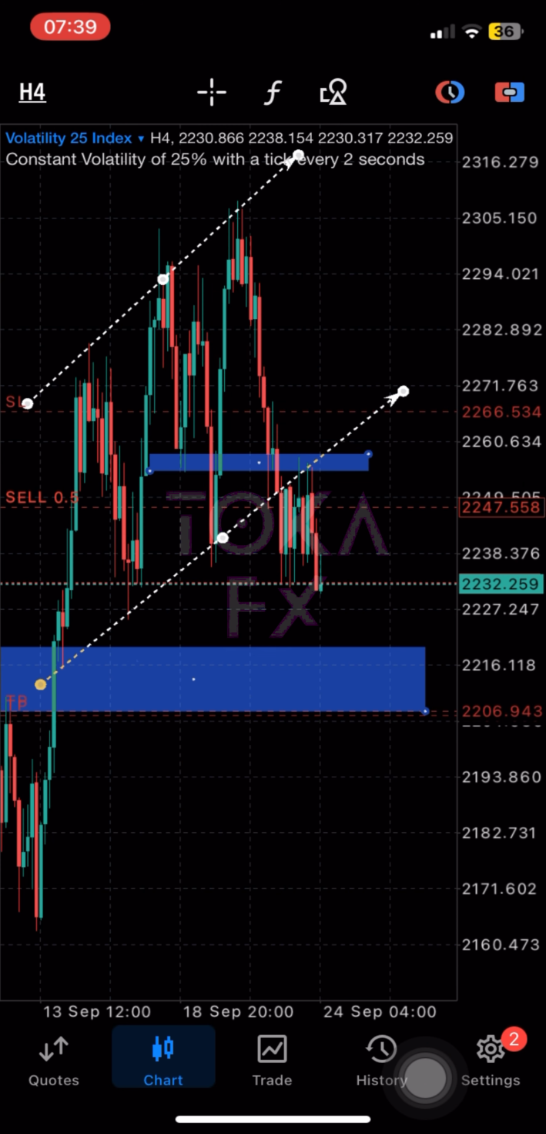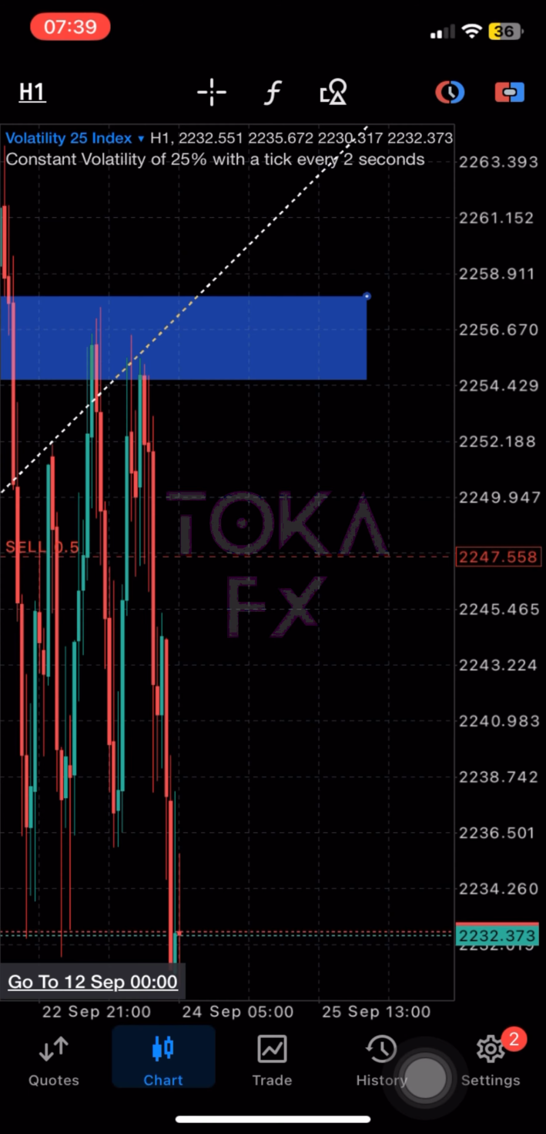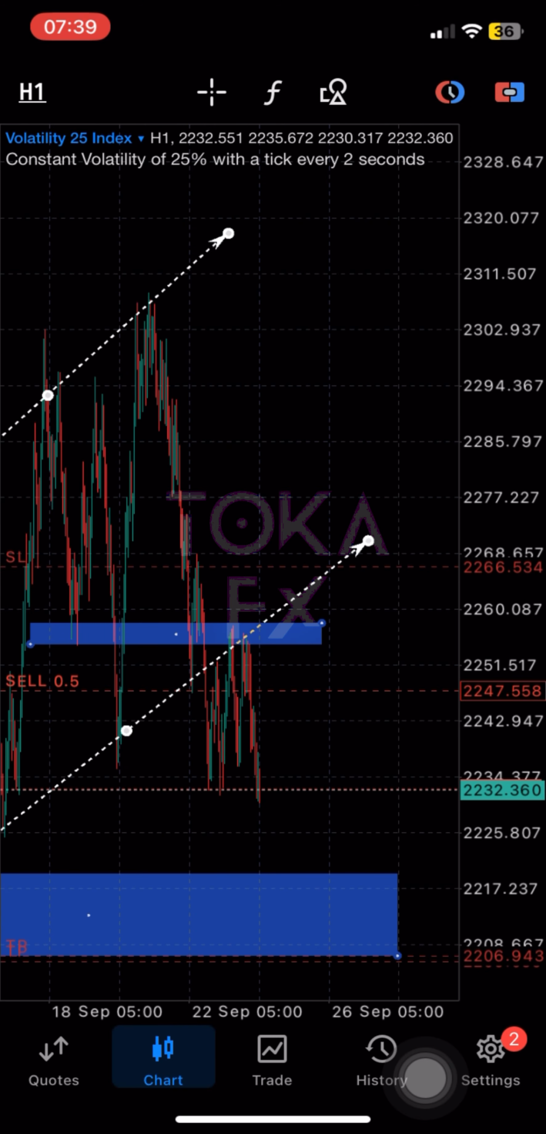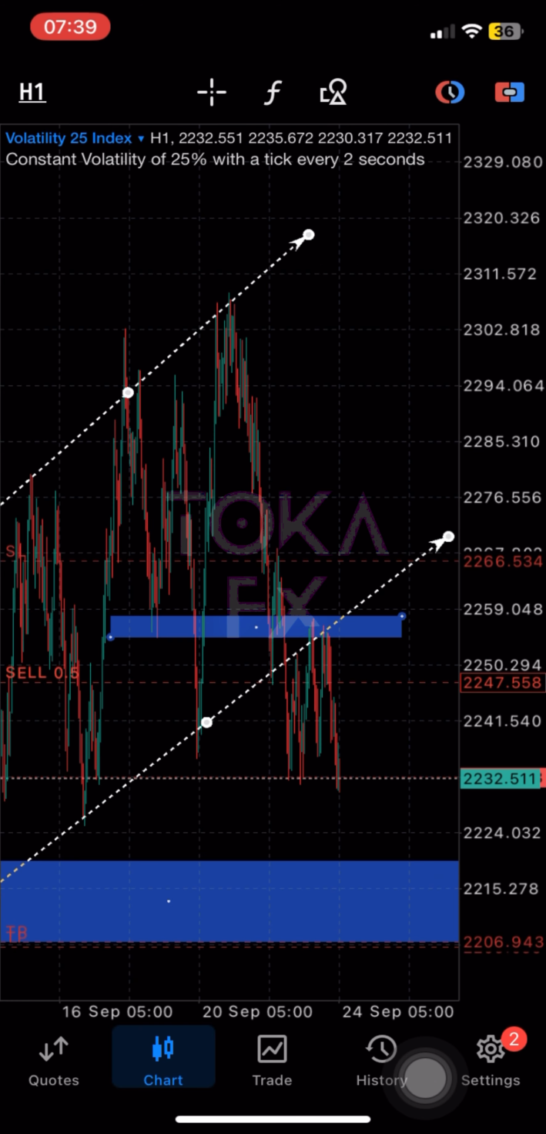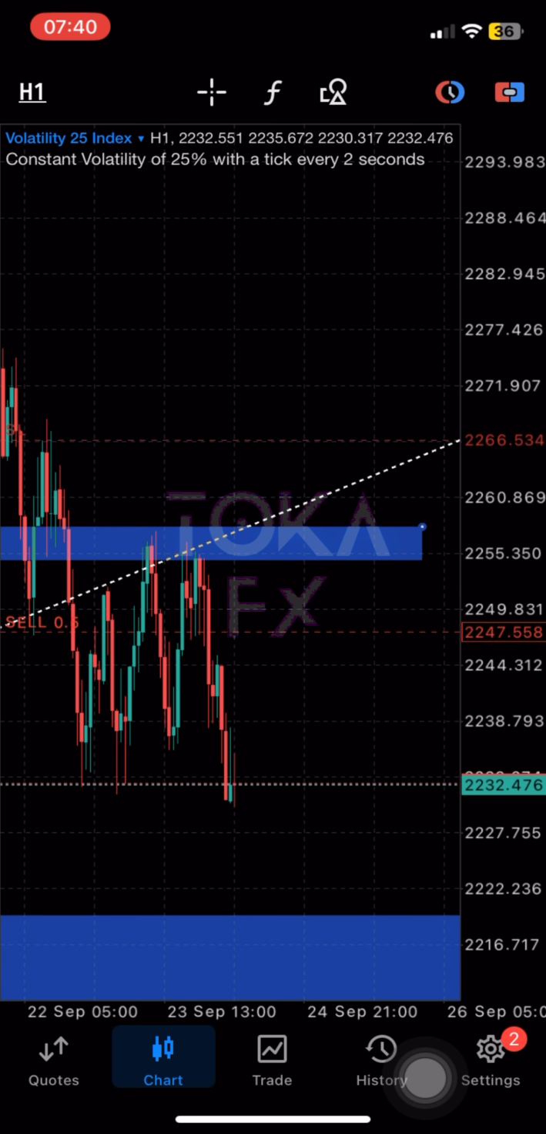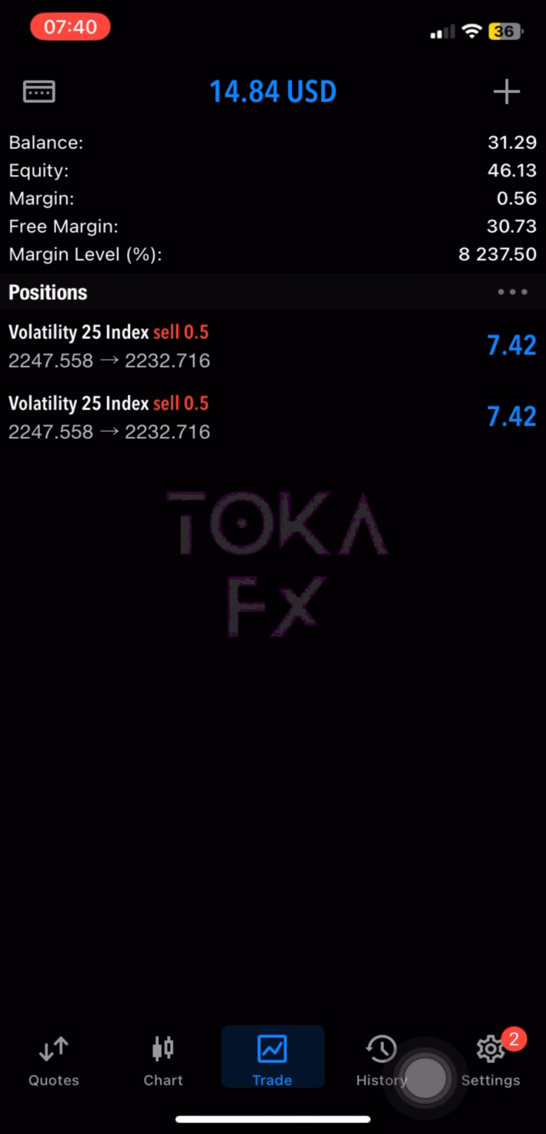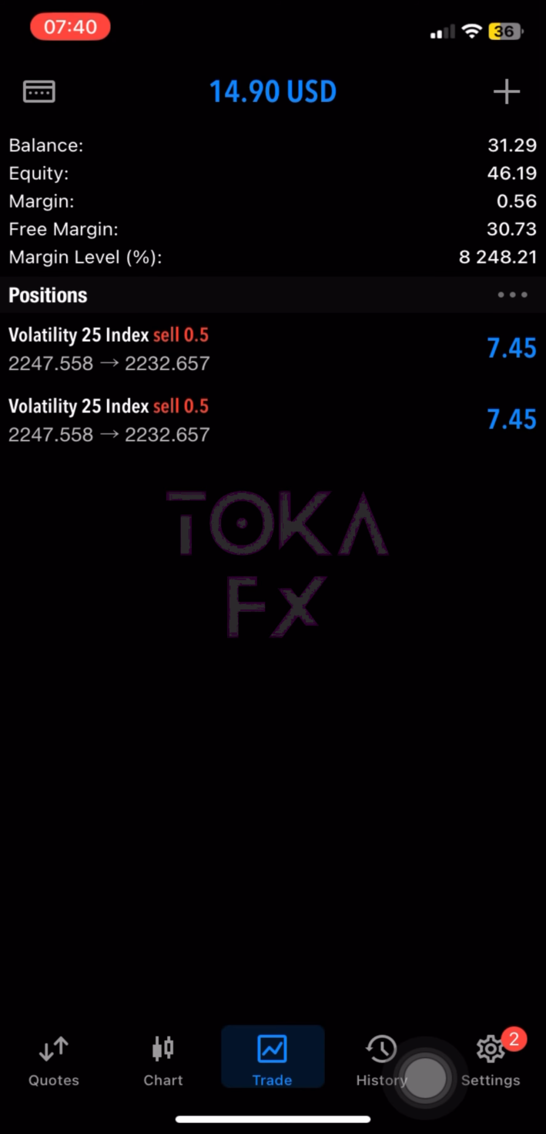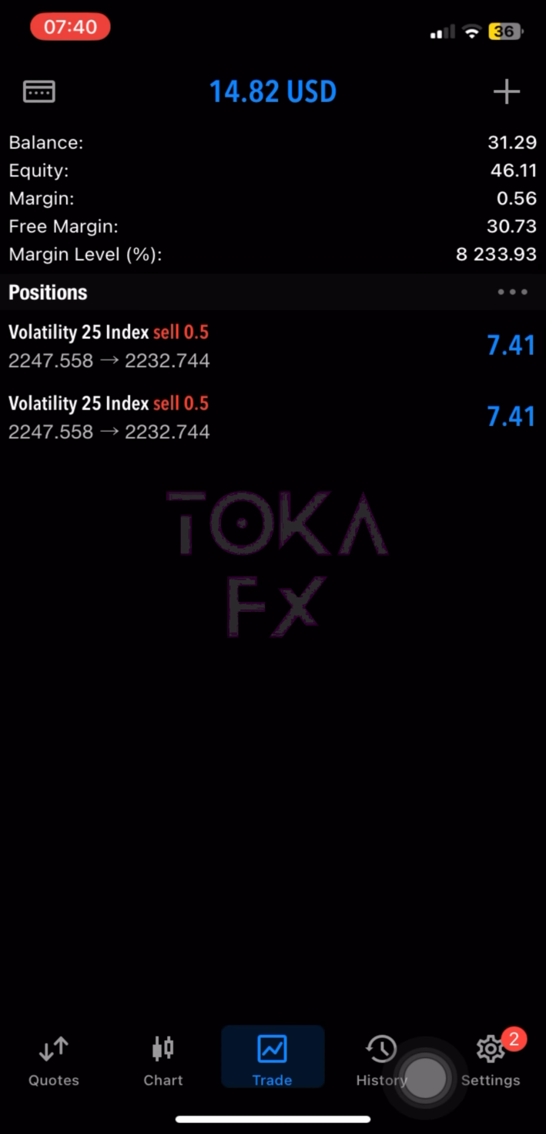So guys, I left this trade running overnight, and in the morning when I woke up, this is what I woke up to. So yeah, the market went down. It respected our analysis. It's still even going to push down, but because we are just scalping here just to make ends meet, I'm just going to close. So each position managed to make $7, and we are at an equity of $46 from $31.